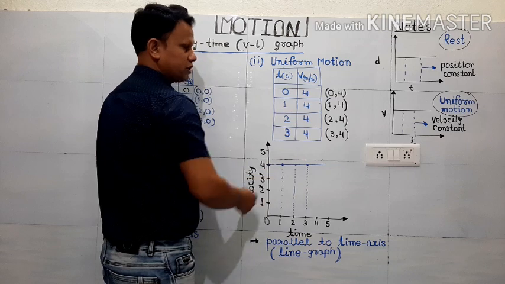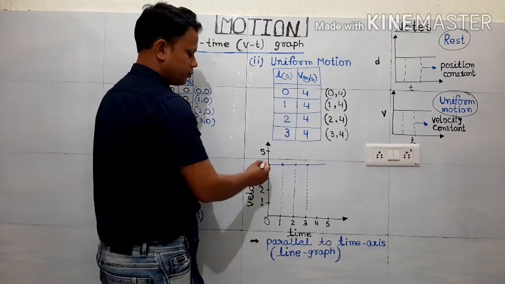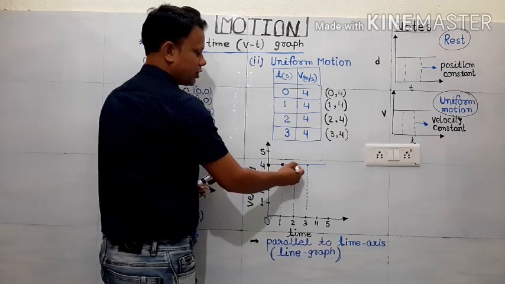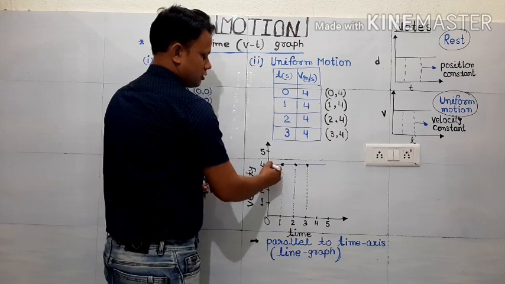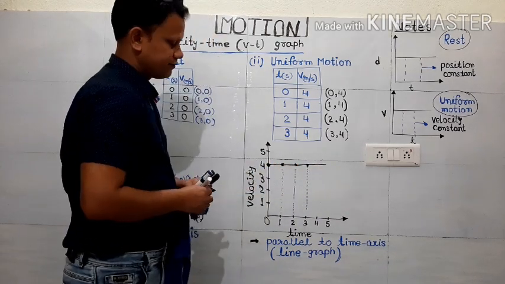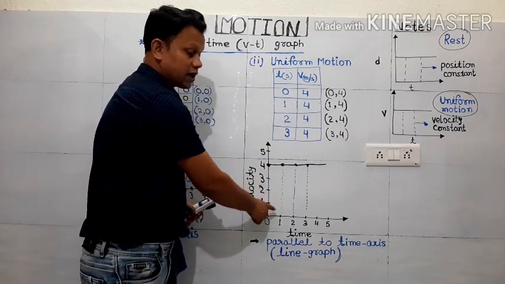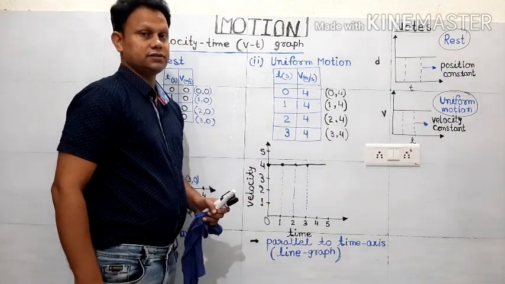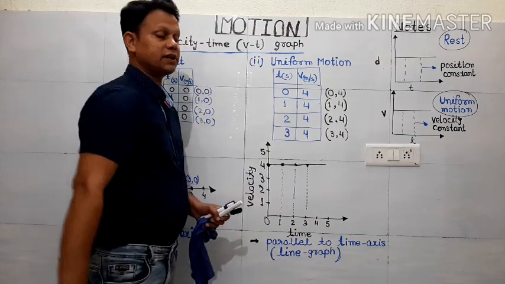3 second, 4 meter per second. So now when we join these points with a line, we are getting a line graph. But again it is parallel to time axis.